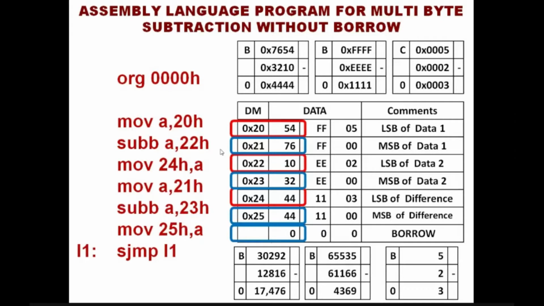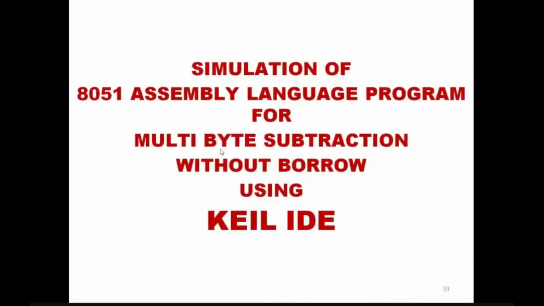And it is better to clear the carry. So there is a bit addressable instruction available. Now I'm going to introduce one bit addressable instruction, which is clear carry, CLRC. C means carry flag. So the carry flag will get cleared when you execute this instruction, CLRC. Okay, so this is multi-byte subtraction without borrow.